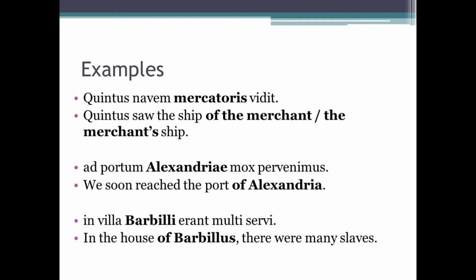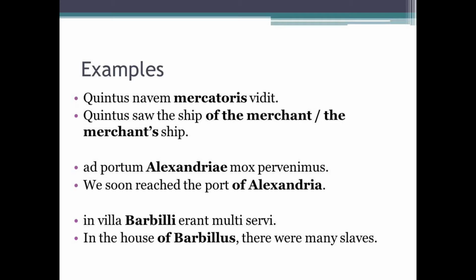Okay, so now that we've covered some grammar and vocabulary, let's have a look at a few examples. Quintus navem mercatoris vidit. Quintus saw the ship of the merchant, or the merchant's ship. Ad portum Alexandriae mox pervenimus. We soon reached the port of Alexandria. In villa Barbili erant multi servi. In the house of Barbilus there were many slaves.